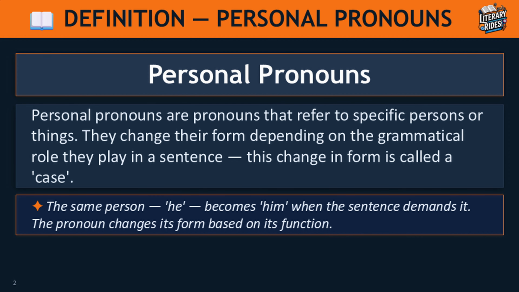Let's begin. Personal pronouns are pronouns that refer to specific persons or things. They change their form depending on the grammatical role they play in a sentence. This is the key insight. The same person, let's say he, becomes him when the sentence demands it. The pronoun changes its form based on its function. In grammar, we call these forms cases. There are two cases we focus on today.